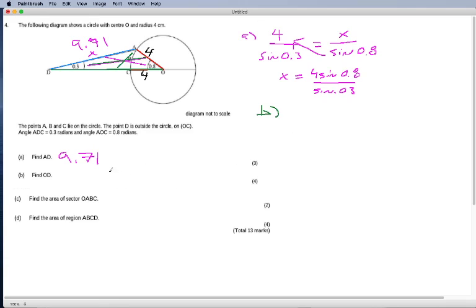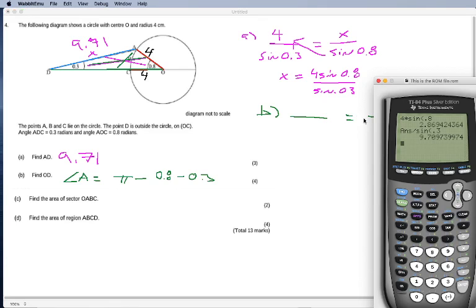But we know in a triangle the sum of all the angles is 180 degrees, and we've learned now that pi is the same thing as 180, but in radians. So if we go pi minus 0.8 minus 0.3, we'll get angle A. And then we can apply angle A into our sine rule.